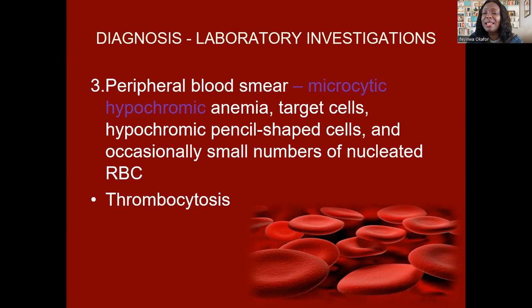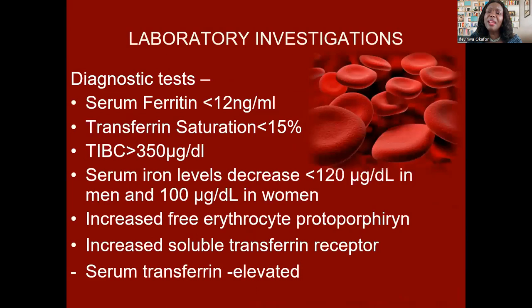There will be microcytic red cells, hypochromic red cells, target cells, hypochromic pencil-shaped cells, and occasionally a small number of nucleated red cells. And then there's also an increase in platelet count, that is thrombocytosis. Another thing we can do is look at the iron status of an individual, by estimating the serum ferritin level.